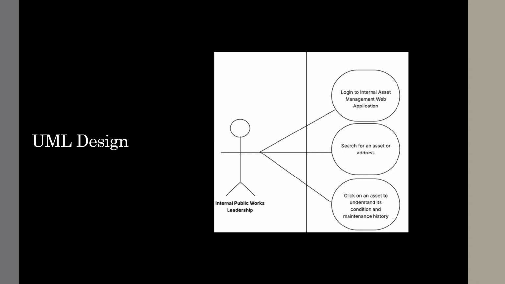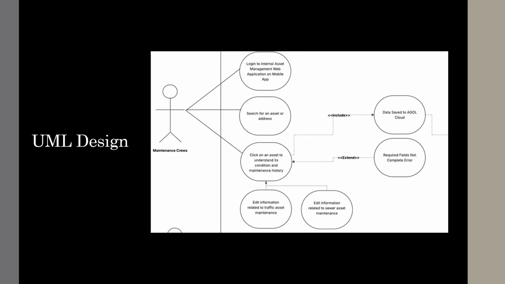Internal stakeholders will interact with an internal web application by logging in, searching for an asset, and investigating its status by clicking on that asset. Maintenance crews will have an additional ability to edit the attribution of an asset, indicating that they have completed work. That data is then saved to the ArcGIS Online cloud.